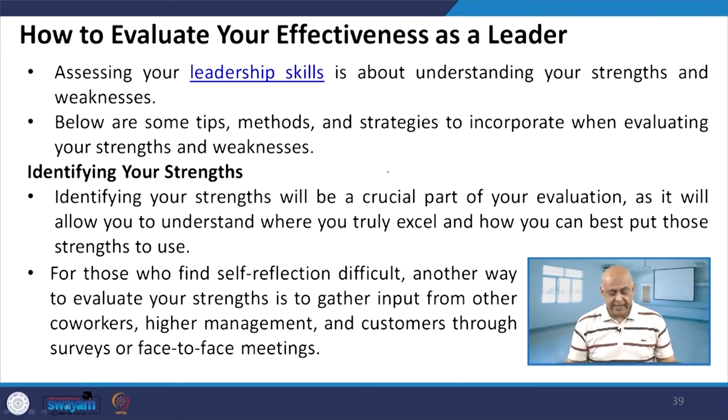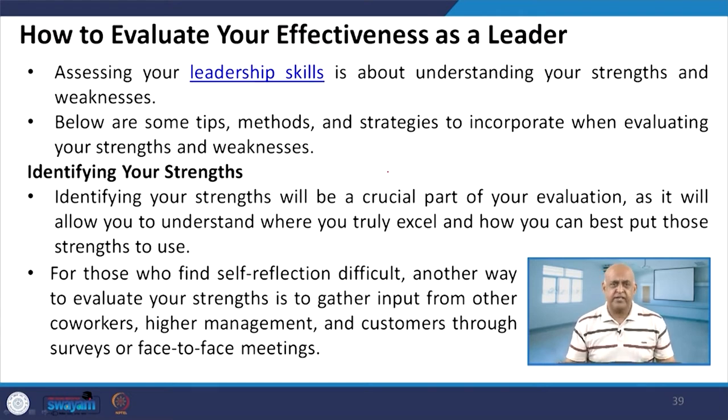For those who find self-reflection difficult, another way to evaluate your strengths is to gather input from other co-workers. In that case, this will be better, to see whether you are getting that particular strength recognized or not. And yes, we can get input from co-workers, higher management and customers through surveys or face to face meetings, so that is also a way of evaluating strengths.